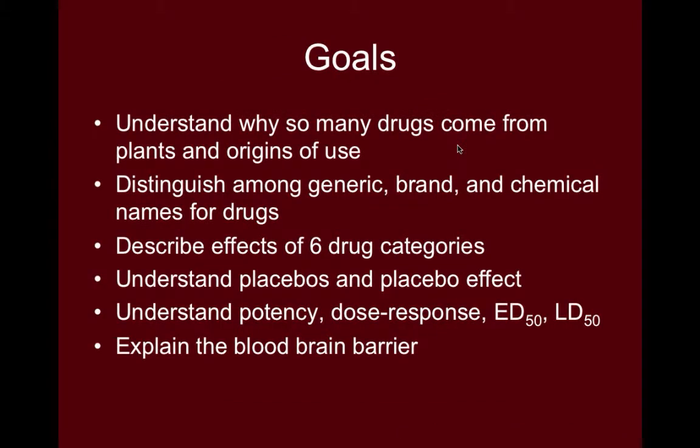So our goals for today are to understand why so many drugs that we use and abuse today come from plants and the origins of human use of these substances. We're going to talk about how to distinguish among generic, brand, and chemical names for drugs. And then we're going to look at our 6 major drug categories. We'll spend a little time talking about placebos and the placebo effect. And then we'll look at some specifics about drug analysis for potency, dose response, ED50, and LD50. And then finally, we'll take a look at the blood-brain barrier.